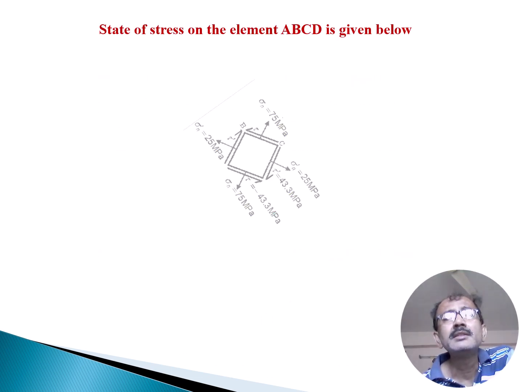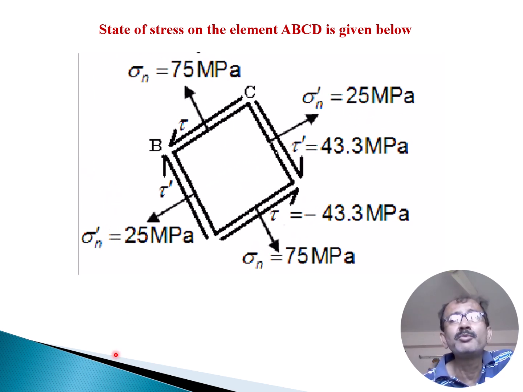Now that is the state of stress on the element. If we plot all the stresses on the element, it looks like this. That is sigma n, the direct stress on that plane, and this is the tau. The tau value is minus 43.3, and tau dash equals 43.3. Similarly, sigma n dash is 25 megapascal, the complementary normal stress, and this tau dash is the complementary shear stress. So all these are plotted on the ABCD element.